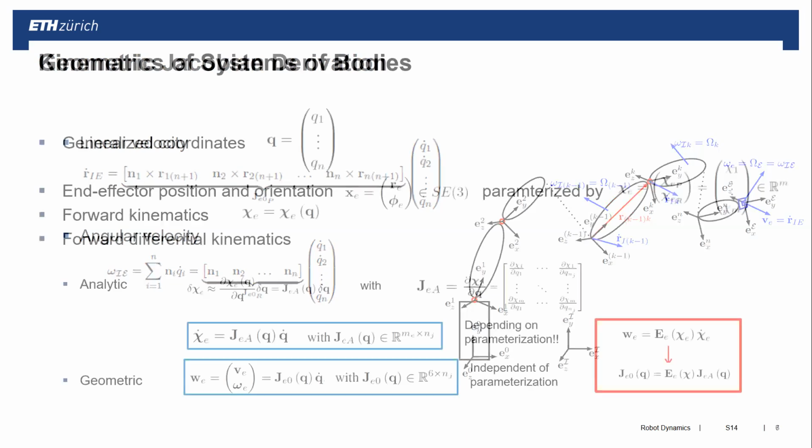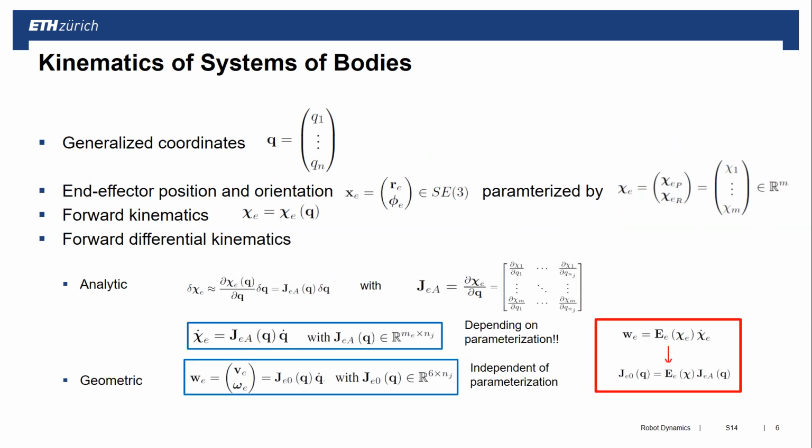Now, is this clear? Interrupt me if there are questions. So we know how we get the analytical Jacobian. There we only have to do this partial differentiation. The question was then, how do we get this geometric Jacobian?